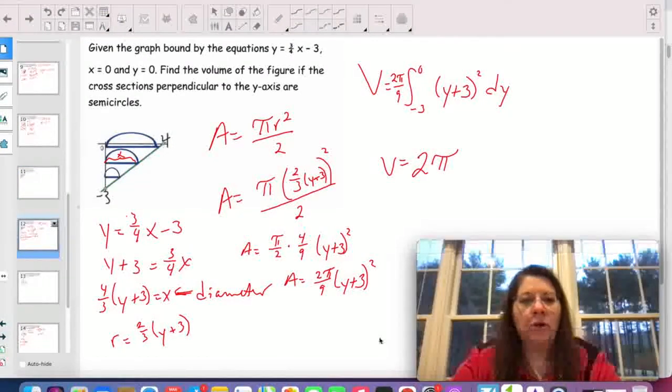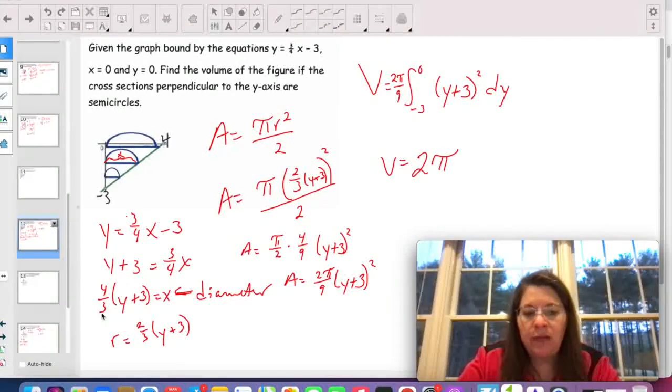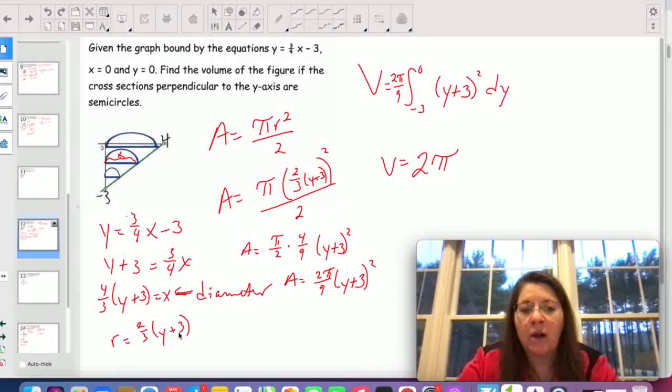So here I've got this problem worked out. Notice this, the length from 0 to this function is the diameter of the semicircle. We need the radius. So once we figure out what this length is, we do need to divide it by 2. So if we need to solve this equation for x, I did that right here. 4/3 times y plus 3 equals x. That's our diameter of the semicircle. But we need the radius of the semicircle, so I'm going to divide this by 2. Well, I can do that if I just multiply the 4/3 by 1/2. That's the same thing as dividing by 2. So that would give me 2/3 times y plus 3 as our radius.